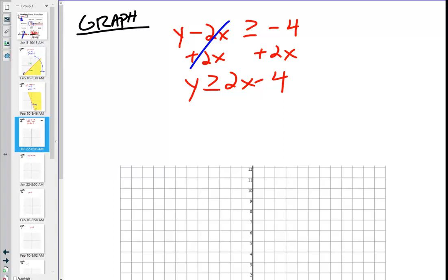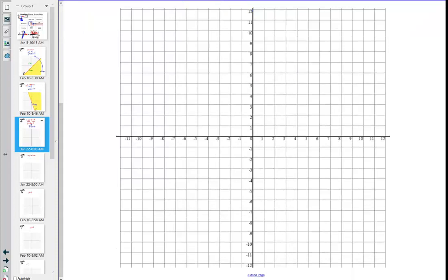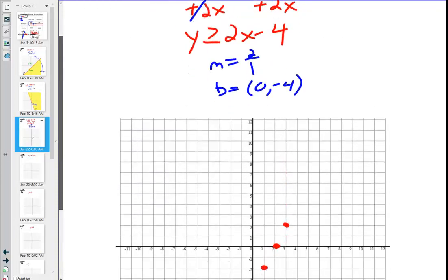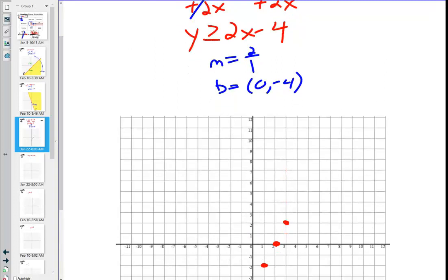Okay, so what you should have identified is that your slope is going to be 2 over 1. The y-intercept is (0, -4). The boundary is going to take you up 2, right 1. Okay, who says solid? Who says broken? You would have been better off being 50-50, because it is solid. If you have the or equal to sign underneath, it is solid.